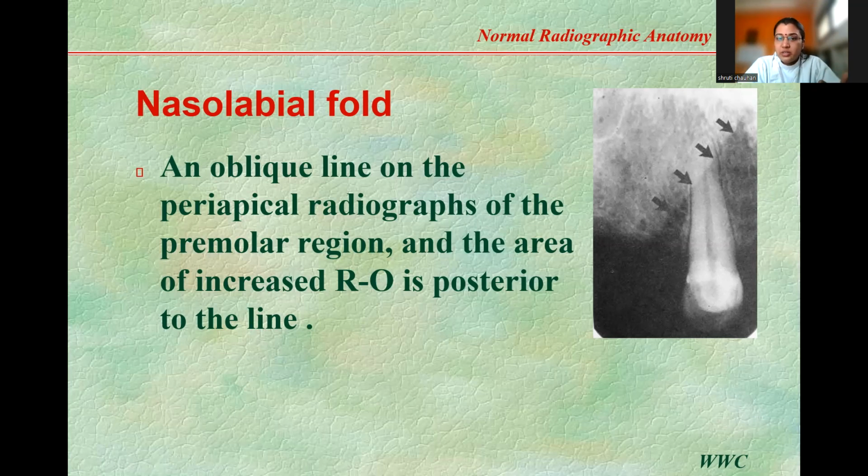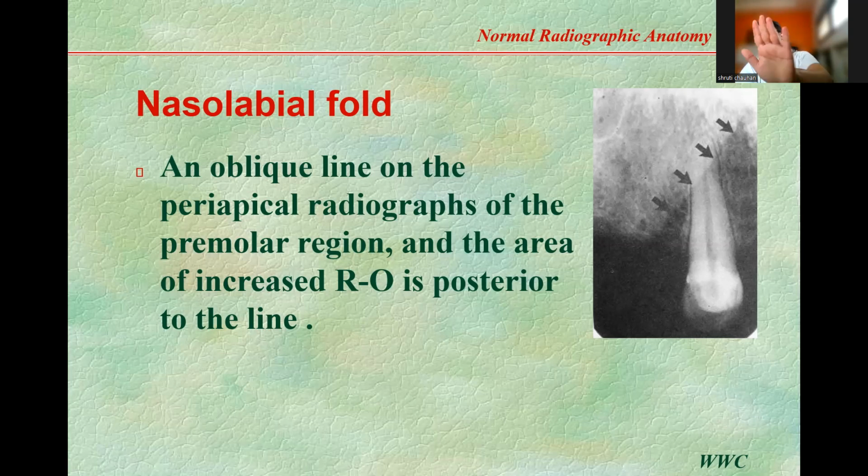Canine. Where is the nasolabial fold? Premolars. Where is the zygomatic process of the maxilla? On the molars. Where is the zygomatic bone? On the second and third molars. Clear? See, you should know these by heart, because that is only when you know what you're going to find on a radiograph can you correlate.